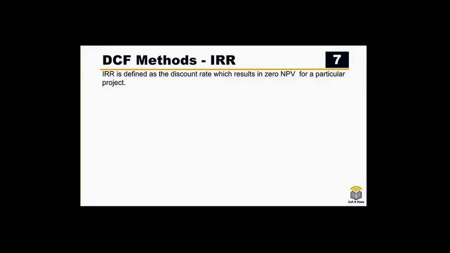So what is IRR? IRR is defined as the discount rate which results in zero NPV for a particular project. To make it easy, NPV is the sum of future cash flow discounted by the discount rate. So it can be positive, negative, or zero. It comes to three different answers.